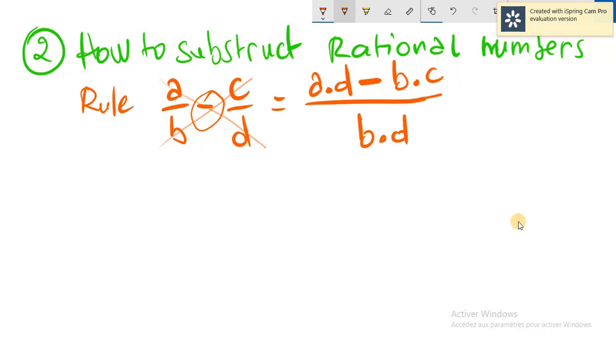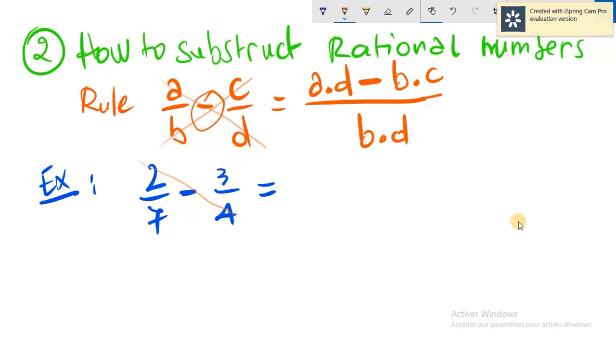So example, what if you have 2 over 7 minus 3 over 4. What are we going to do? As the rule says, first you need to cross them, then you multiply. 2 is crossed with 4, so you need to multiply 2 times 4. Here the operation is minus, so you need to put a minus here.